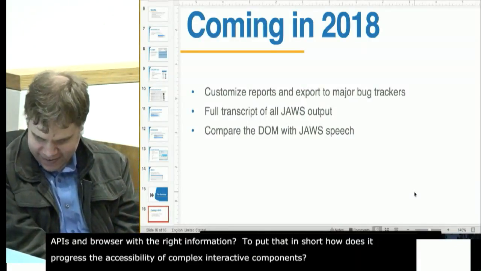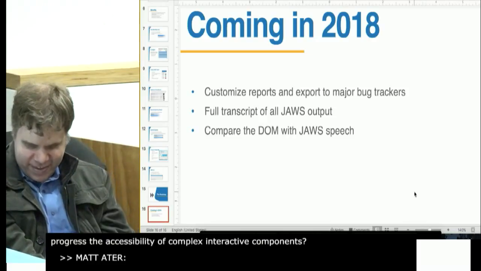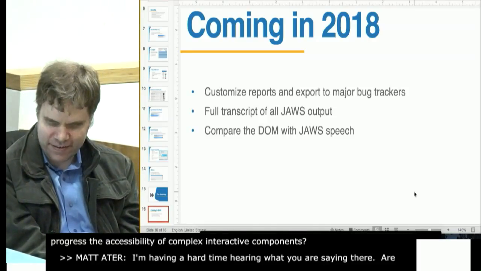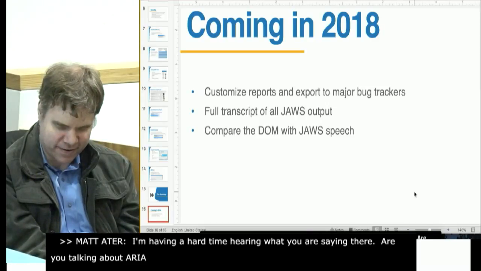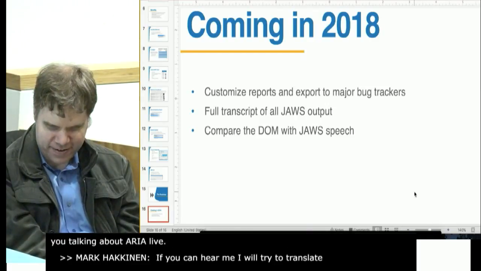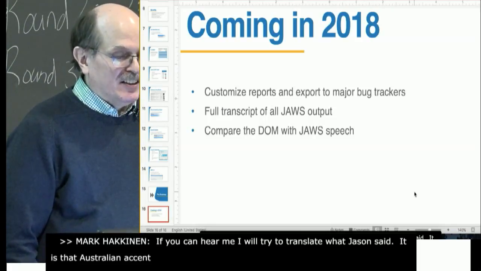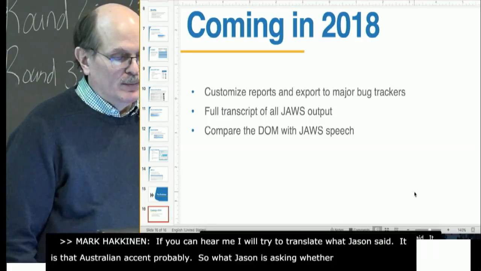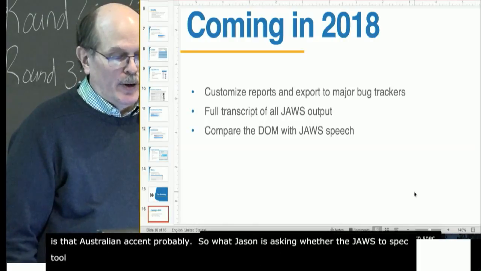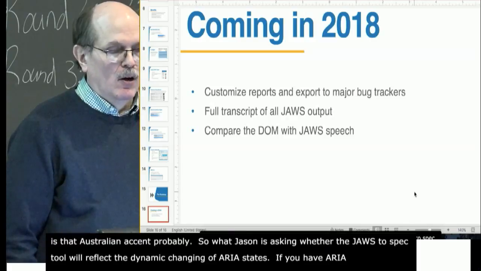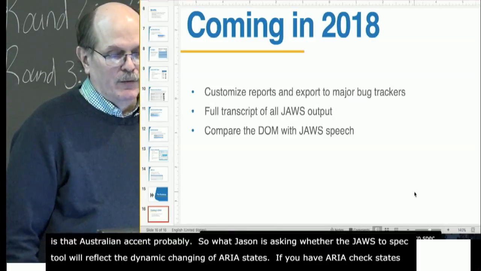So I had a hard time hearing what you said there. Are you speaking specifically around ARIA Live or something else? Matt, if you can hear me, I'll try to translate what Jason said. Yeah. It's an Australian accent, probably. So what Jason is asking is whether the JAWS Inspect tool will reflect the dynamic changing of ARIA states. So if you have ARIA checked states or collapsed states, will those be easily identifiable?